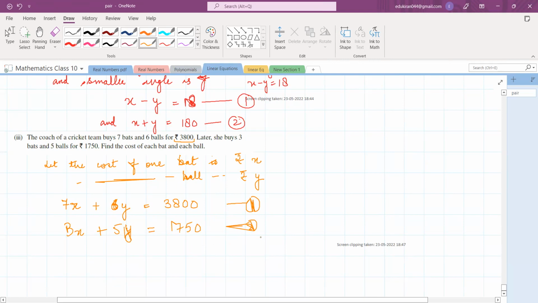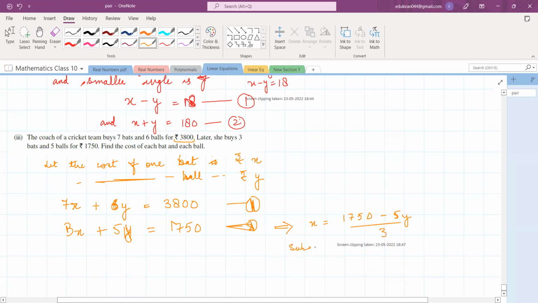That's it. Okay, this time we can find the value of X from the second equation. It's not necessary that you always find it from the first one. You can find the value from the second and then substitute in the first. That also you can do. So let us find from here. So your X will become 1750 minus 5y, divided by 3. Clear?